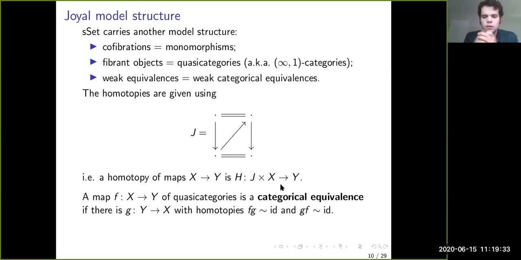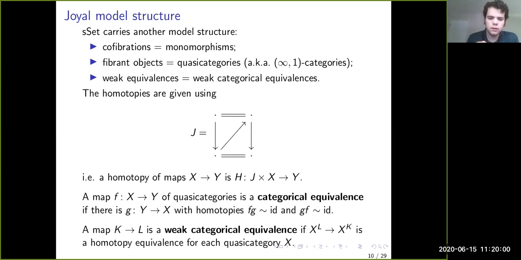And using this concept of homotopy, we can define what we call a categorical equivalence of quasi-categories. So again, that's just a map which has a homotopy inverse, a map going back the other way with homotopies from the composites to the identities, where homotopy is now defined in this sense using this object J.